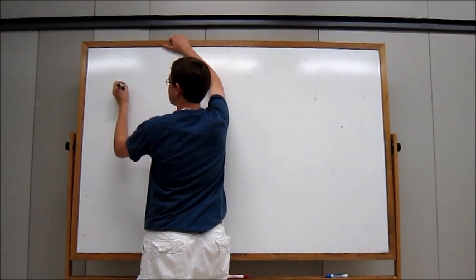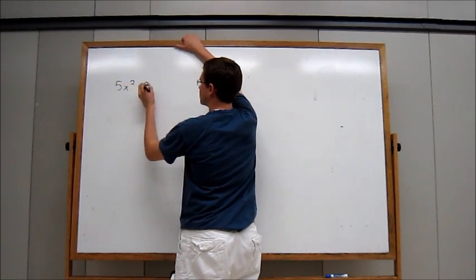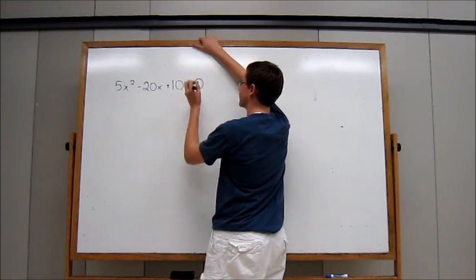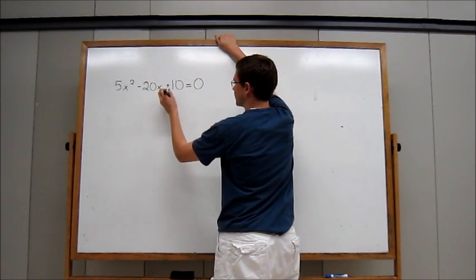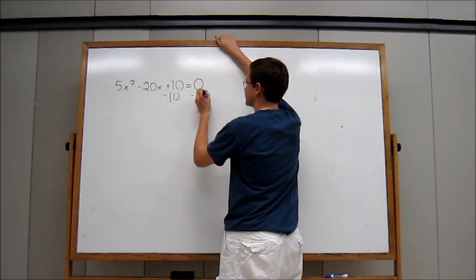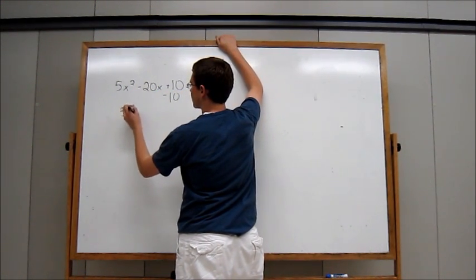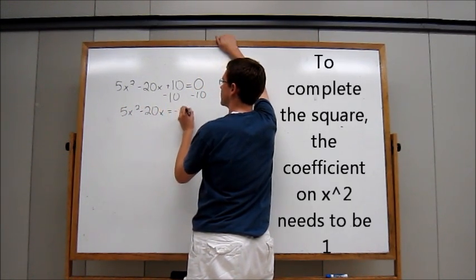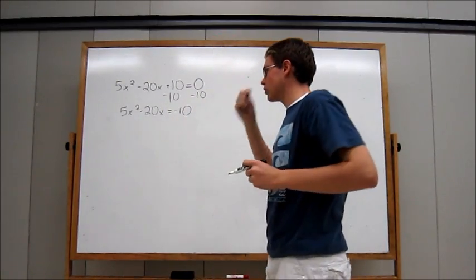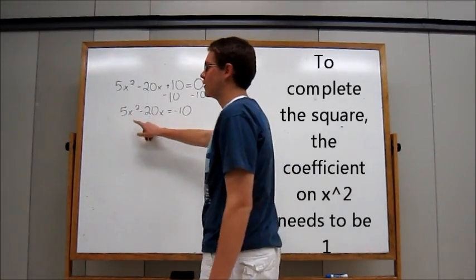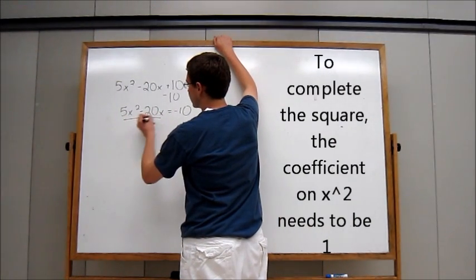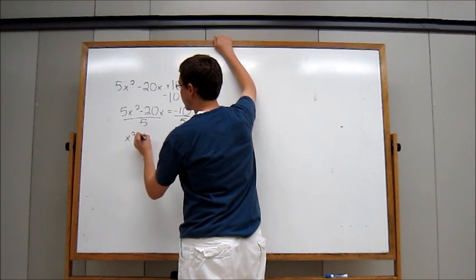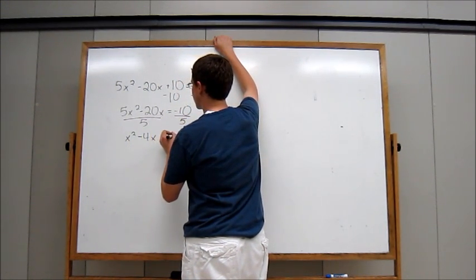5x squared minus 20x plus 10 equals 0? Yes. Okay. So the first thing you do is isolate the constant. So minus 10 on both sides. You get 5x squared minus 20x equals negative 10. So now we take half of b, right? Well, not yet, because what you need is a coefficient of 1 on x squared. So really you need to divide by 5 on both sides. Okay. So you get x squared minus 4x equals negative 2.